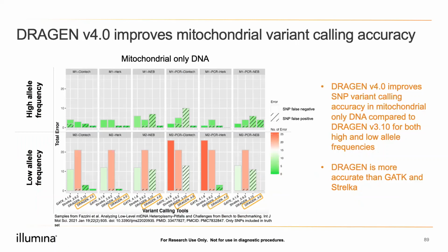So here we're looking at the variant calling false positives and false negatives for both high allele frequency and low allele frequency data sets. And you can see that DRAGEN version 4.0 improves SNP variant calling accuracy in mitochondrial only DNA compared to DRAGEN version 3.10 for both high and low allele frequencies. I'm looking at DRAGEN version 4.0 boxed in orange compared to DRAGEN version 3.10. And another important note here is that DRAGEN is more accurate than GATK and Strelka. That's true for DRAGEN 3.10 and DRAGEN version 4.0.